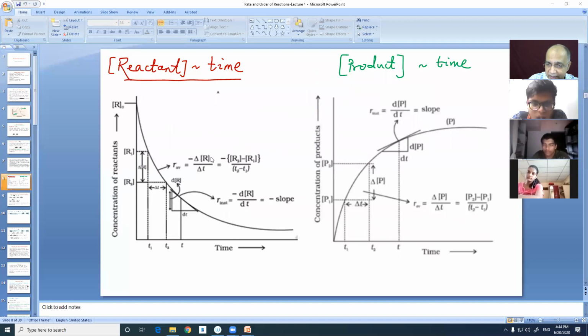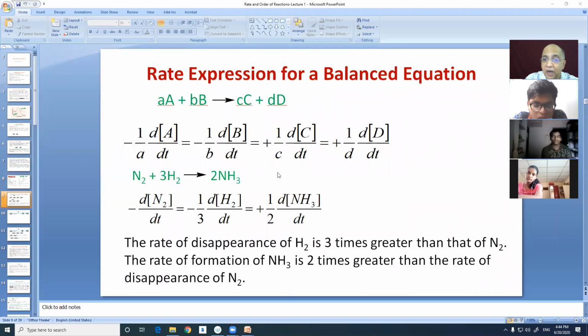This delta r by delta t will give you the average rate. But if you take the limit, delta t tends to 0, that will give you the instantaneous rate, and that is nothing but the slope of the tangent drawn at a particular point. That is already told to you. Now, this is very interesting. Have a look and try to understand, then you will write.